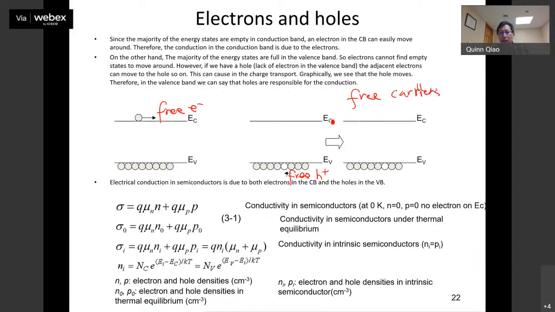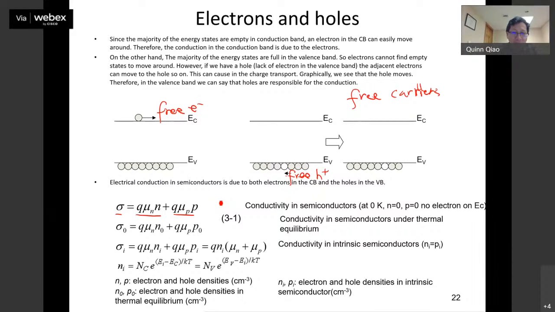With that, you can calculate the conductivity. Sigma is the conductivity, equal to the electron conductivity plus the hole conductivity. This q is the elementary charge, mu n is the electron mobility, and n is the electron concentration, the number of electrons per cubic centimeter. And then this term is for the hole: the elementary charge multiplied by the hole mobility multiplied by the hole concentration.